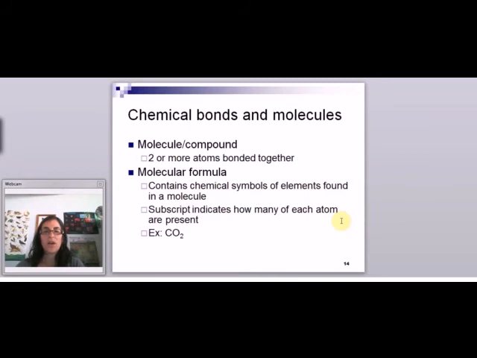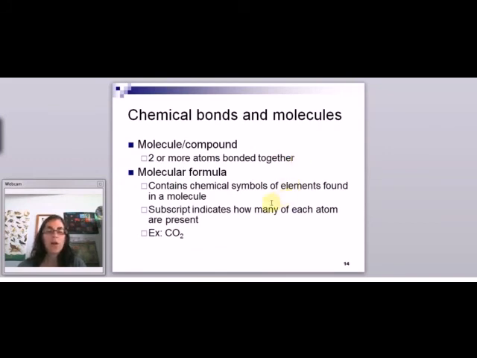But before we do, I just want to make sure everybody's clear about these terms that we're going to be throwing around. Chemical bonds will form molecules. So a molecule or a compound is 2 or more atoms bonded together. There is a distinction between these 2 words, and you'll learn about that if you take Chem 101 someday.